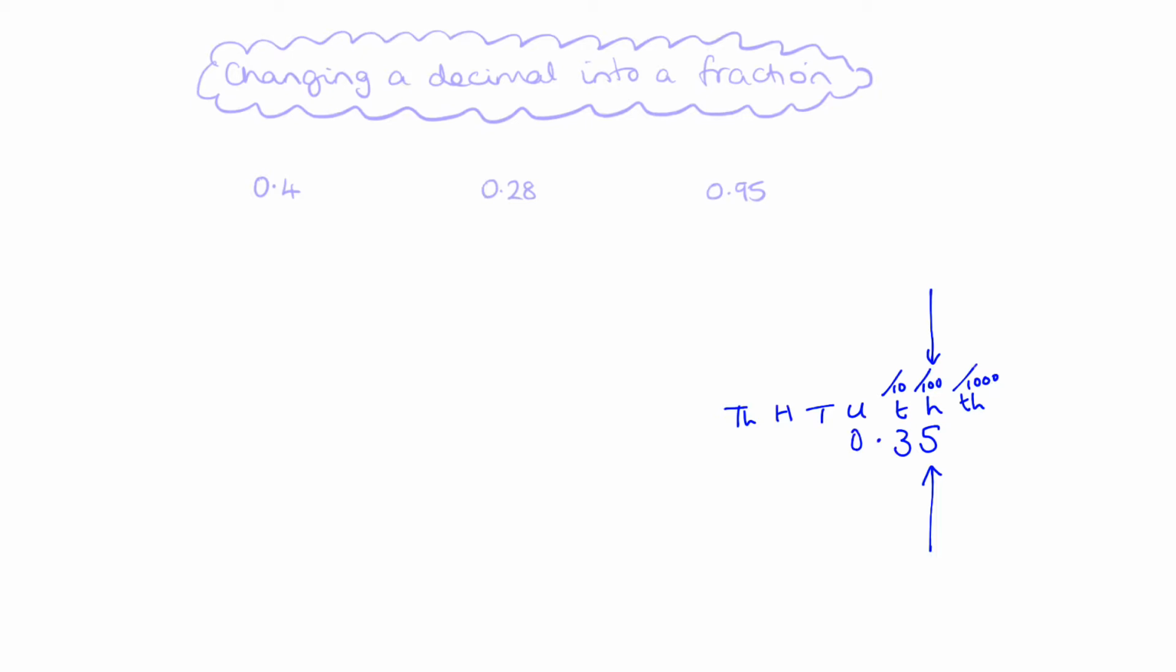Okay, so 0.4, to change that to a fraction, we've got 1 decimal place, so that means they're tenths. So you would write 4 tenths, and then you can simplify that, because they're both in the 2 times table, to 2/5. Okay, 0.28, we've got 2 decimal places there, so we've got 28 hundredths. So just look at what column the last digit is in, and that tells you how to change it into a fraction. Then 28 and 100, they're both in the 4 times table, so that would give you 7/25.